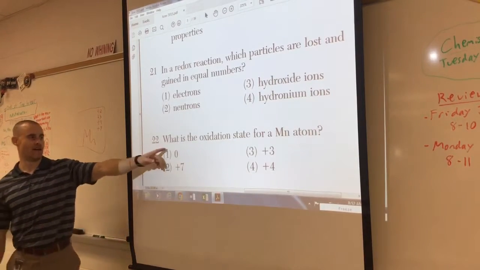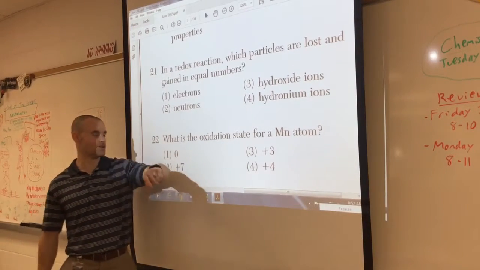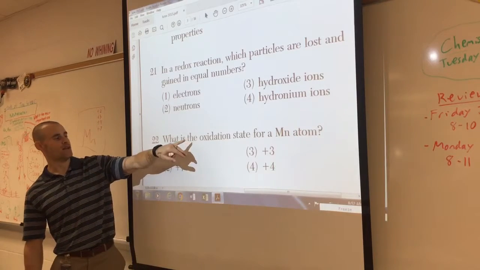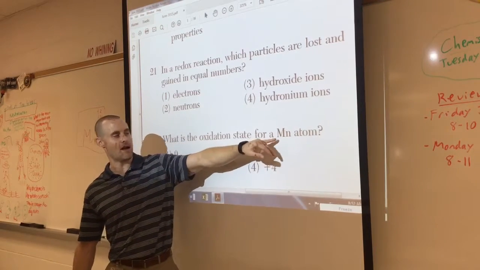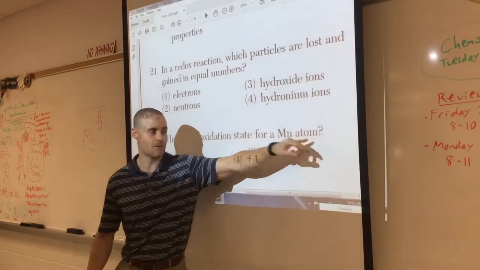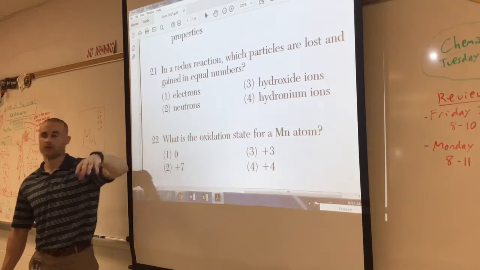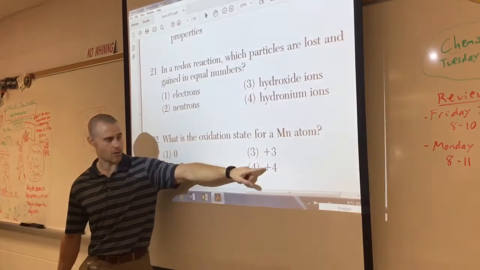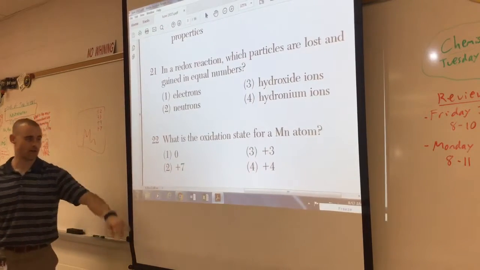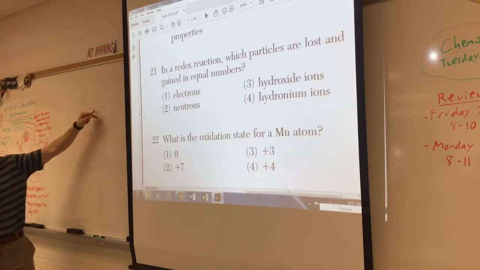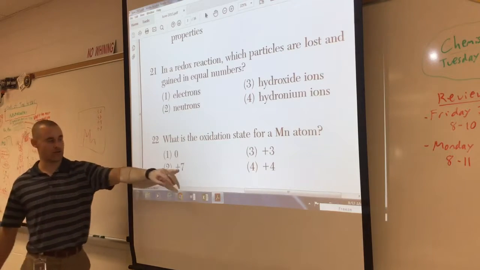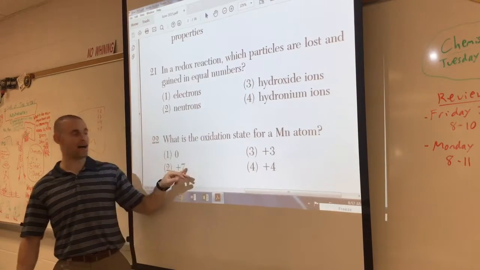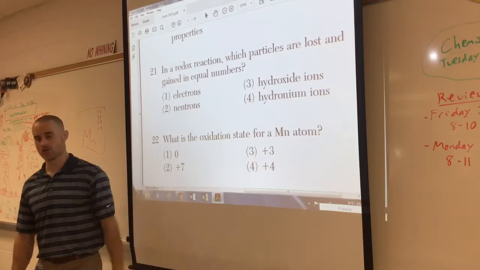So anyways, for those of you who are watching this wherever, the oxidation state for Mn atom. So again, atom means it's a neutral substance. So atoms are 0, and the +7, +4, and +3 are all on the reference tables. These are all the charges on the reference table, but they are for ions, not an atom. Atoms are neutral, so it's a 0.